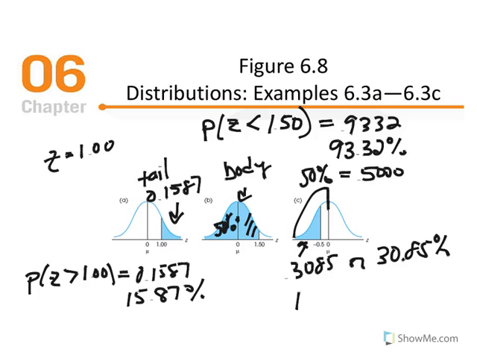And again, this one could have been written as a probability statement. What's the probability of randomly selecting a z-score that is less than negative 0.5? And here is our answer for that particular example.